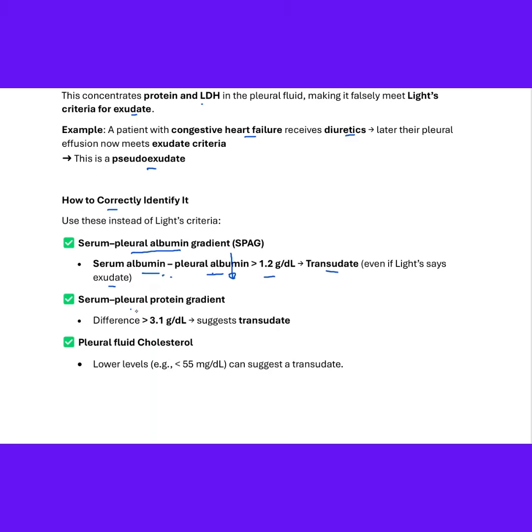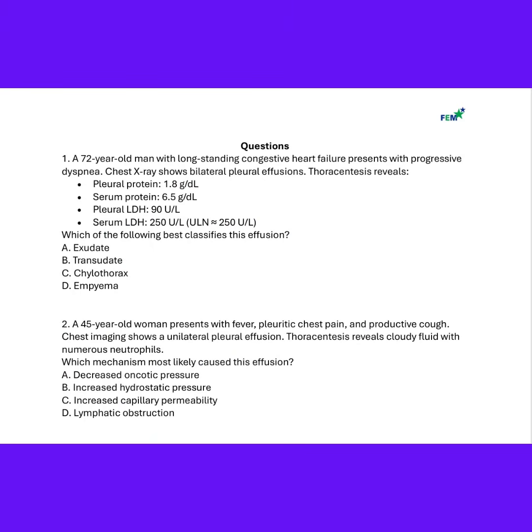Also, if you look at the serum-pleural protein gradient, if the difference is more than 3.1, that tells you that the pleural protein is low. That's why the difference should be more than 3.1. That is also suggestive of what? Transudative effusion. And the last one there is the pleural fluid cholesterol. If that's low, that is also suggestive of a transudative pleural effusion. So now let's do some questions.